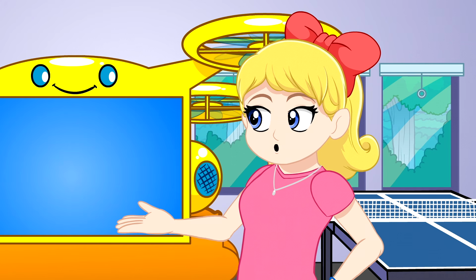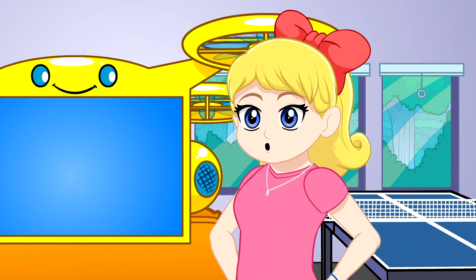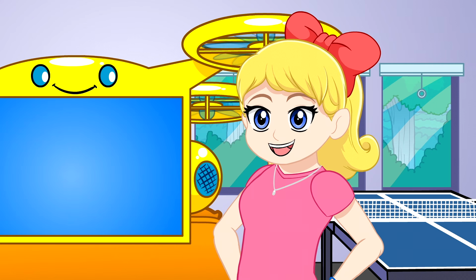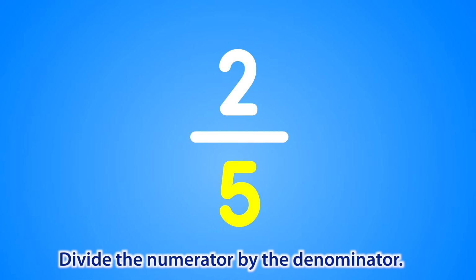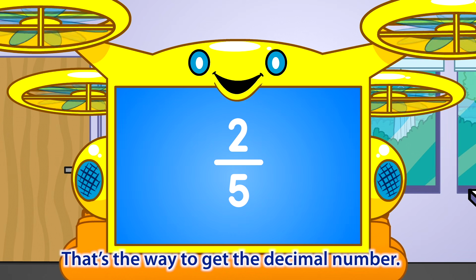This is really simple. A fraction with a numerator and a denominator is just like a division problem. Divide the numerator by the denominator. That's the way to get the decimal number.